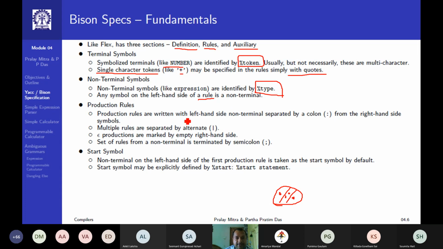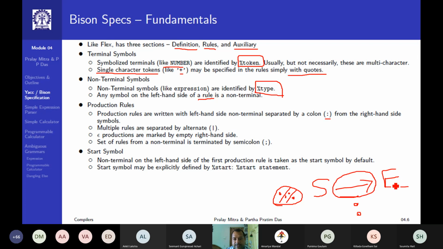Now the production rules are written with the left hand side non-terminal separated by a colon. So when in the production rule we say S derives E, this derives arrow will be replaced by a colon after the left hand side symbol. Multiple rules are separated by the alternate symbol. This is the same as the convention we are using for the production rule in grammar. Epsilon productions are marked by an empty right hand string.